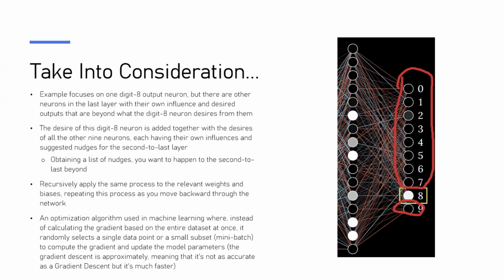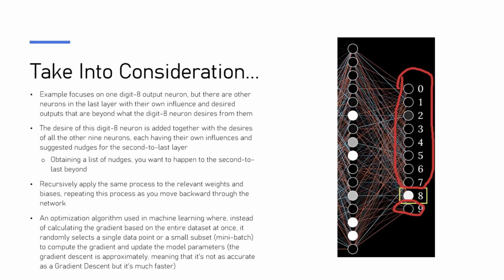As such, we have to add together not only the desires of the digit 8 neurons, but also the desires of the other nine neurons, which each has their own influence and suggested nudges for the second to last layer, which provides us with a list of nudges that we want to happen to the second to last layer. We can recursively apply the same process to the relevant weights and biases, repeating this process as we move backwards through the network.